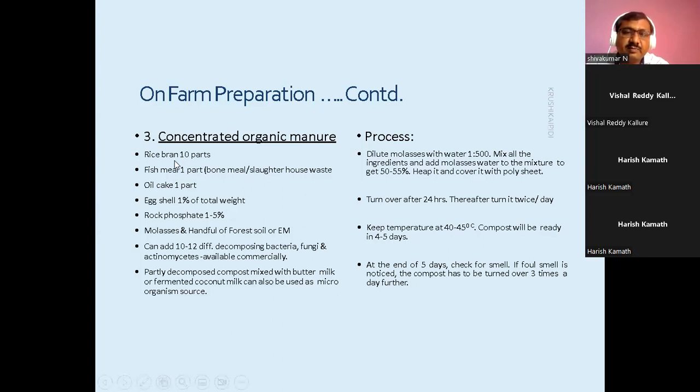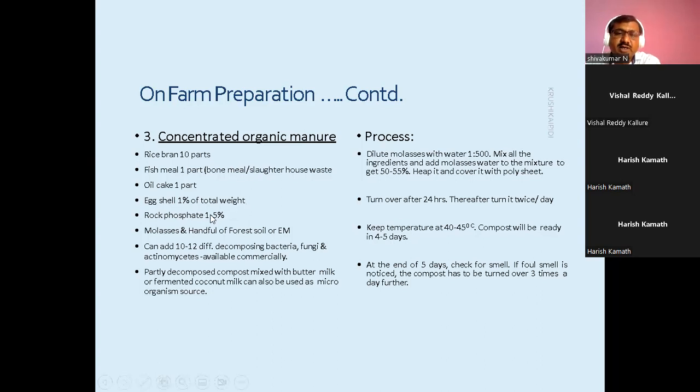You need rice bran, the byproduct of paddy processing mills. If you take 10 parts, then fish meal or bone meal, which is available commercially, you can use one part. Bone meal powder you can get from the factory. Also oil cake, any pongamia cake, neem cake or mahua cake, which is also good for agriculture. Eggshells you can collect from urban cities, eggshell 1%. Then rock phosphate.